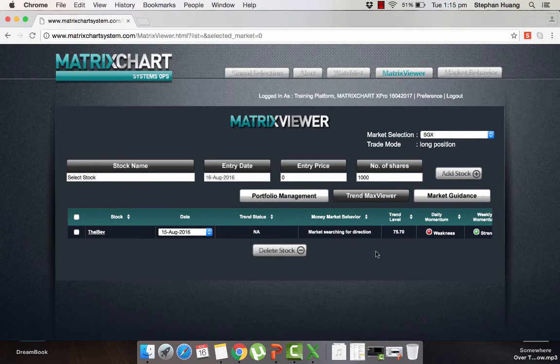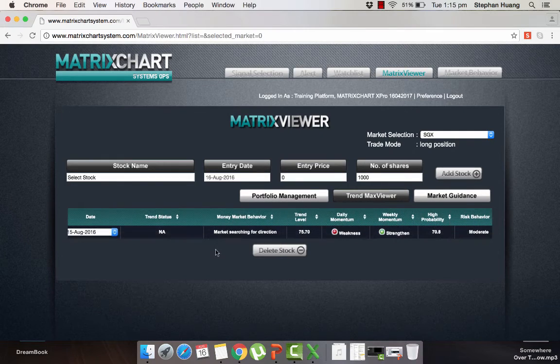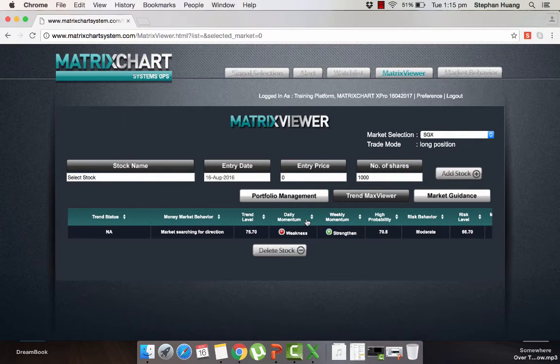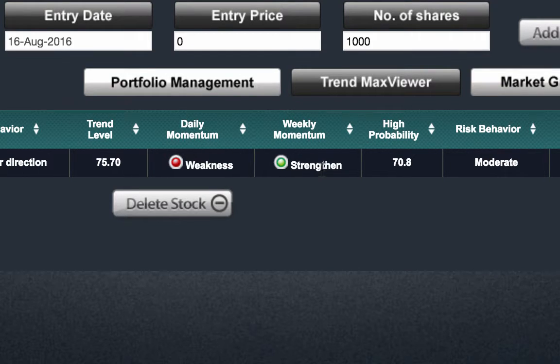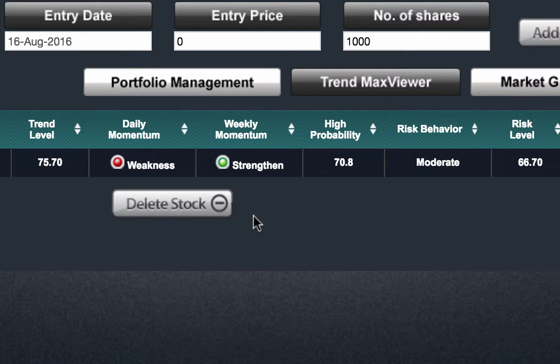So let's take a look at a few other pieces of information. What you also get is money market behavior. It says that money market is searching for direction right now. Trend level is 75.7, which is okay. Daily momentum is weak, as you can see here. So the daily momentum would actually signify or describe the weekly momentum, and the weekly momentum would actually describe the long term, which is the month or the year ahead. So it's actually strong in the longer term. Okay, so high probability of trending.